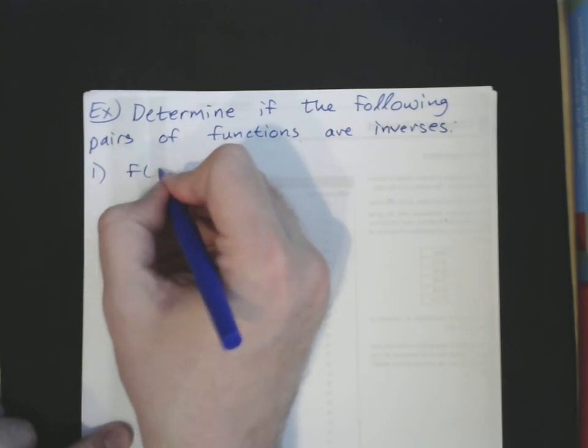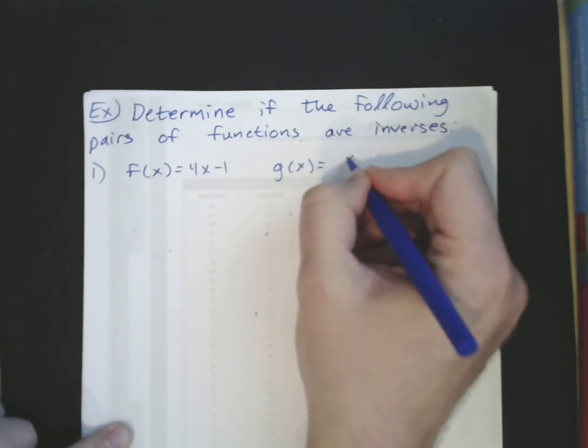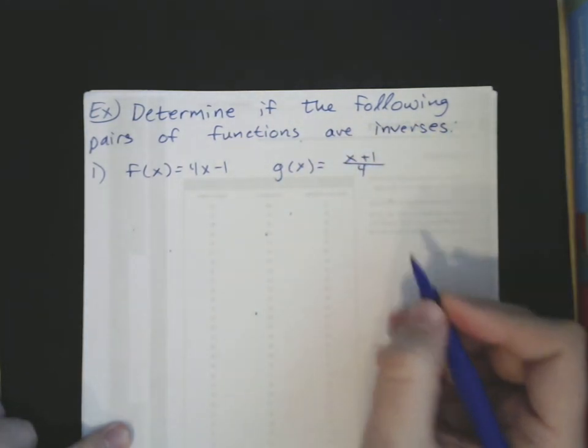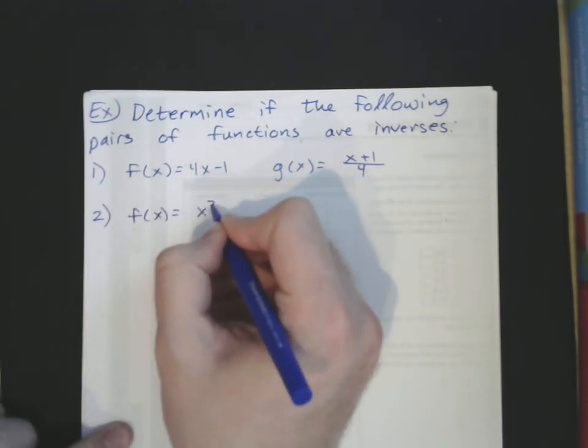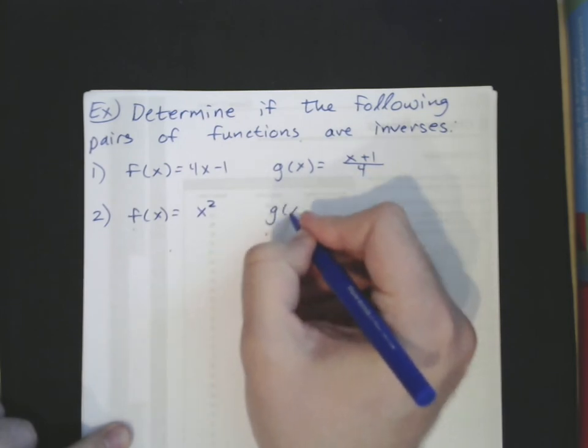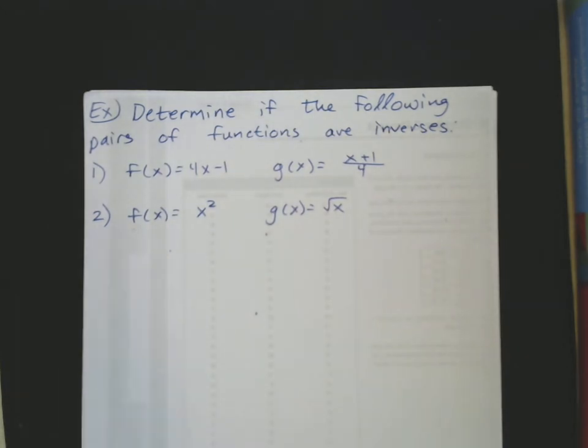So number one, f of x equals 4x minus 1, g of x equals (x plus 1) over 4. Number two, f of x equals x squared, and g of x equals square root of x. So you know how to do this: compose the two functions, f with g, g with f. I would recommend you pause the video and try these out on your own. I'll walk through them one at a time, so if you get stuck on the first one, hit play and watch how I do it, and then try number 2 again on your own.